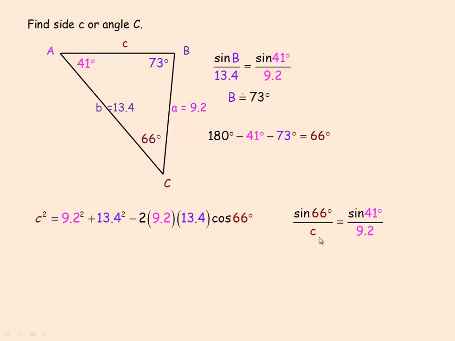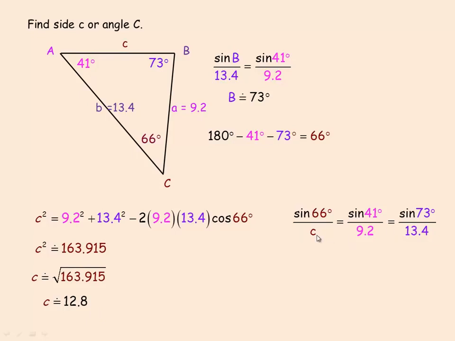And of course, we could use the sine law as well. We could write the sine of 66 over C is equal to the sine of 41 over 9.2. Or instead of this, we actually could use the sine of 73 over 13.4. So either of these could be here, being equal to the sine of 66 over C. Now, I'm not going to go through all the details like I did in the previous pages, but this all evaluates to 163.915 approximately. So we take the square root of that, we get C to be about 12.8.